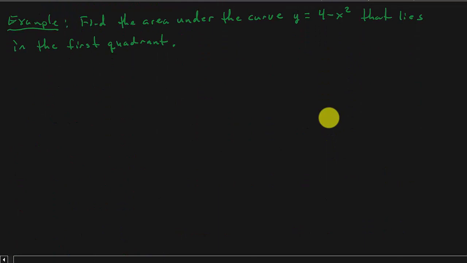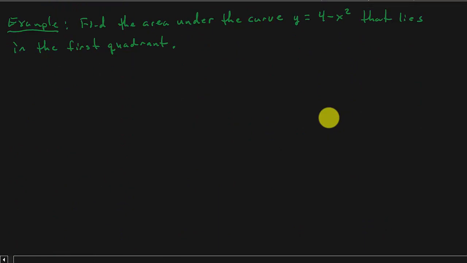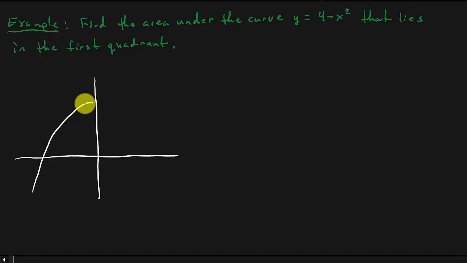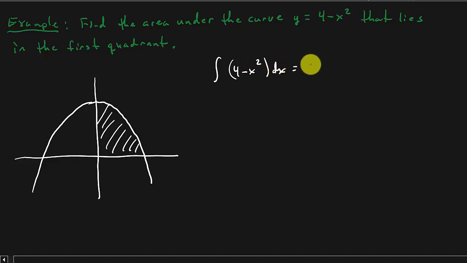All right, last problem. Find the area under the curve y equals 4 minus x squared that lies in the first quadrant. All right, so if we make a quick sketch of this graph, it looks like this. And that's the area we're looking for. They want the first quadrant. Okay? So let's integrate this thing. That's the integral of 4 minus x squared dx, which is 4x minus 1/3 x cubed plus c.